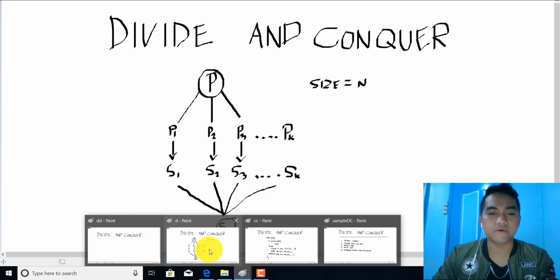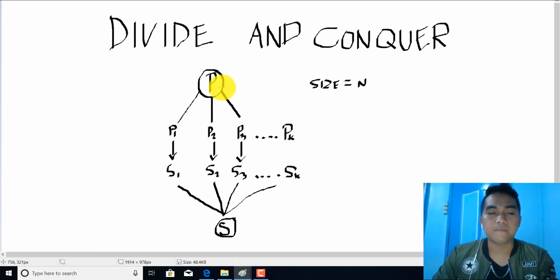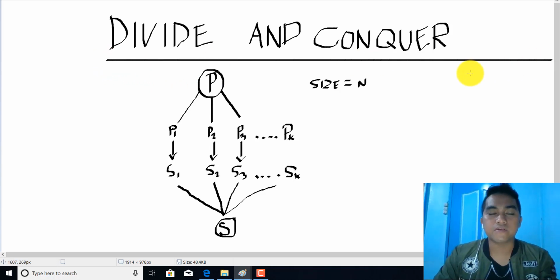So let's just take for example, I have problem P with the size of n. The given n is the number of inputs, or the size of the problem. Let's say that the problem is large. By using the divide and conquer method, we divide the problem into sub-problems. For example, I have problem 1, problem 2, and problem 3, and so on, up to problem K.